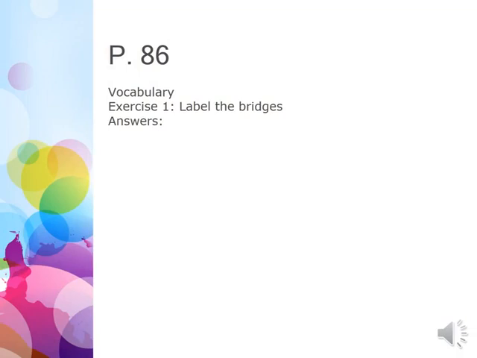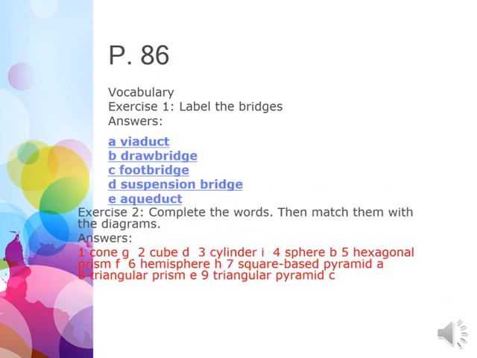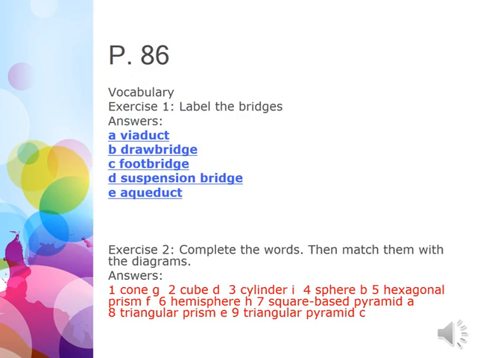Moving on to page 86, to solve two exercises, vocabulary ones. Start with the first one. It's labeled the bridges. We had the types of bridges earlier in Unit 9, so we're going to label them according to the words given below. So the answers would be: A, viaduct; B, drawbridge; C, footbridge, because we see only people moving here; D, suspension bridge; and finally E, aqueduct.